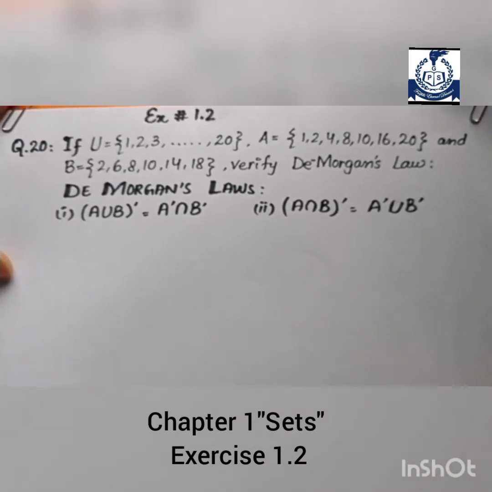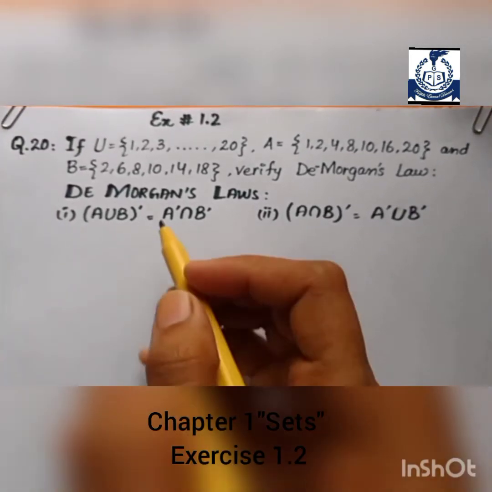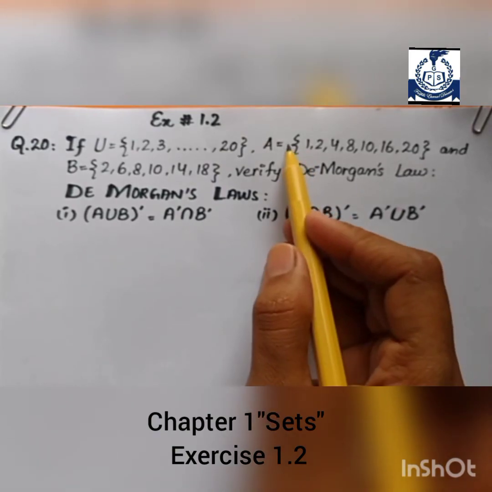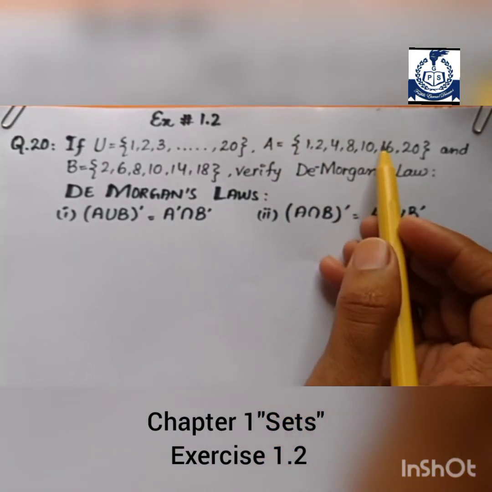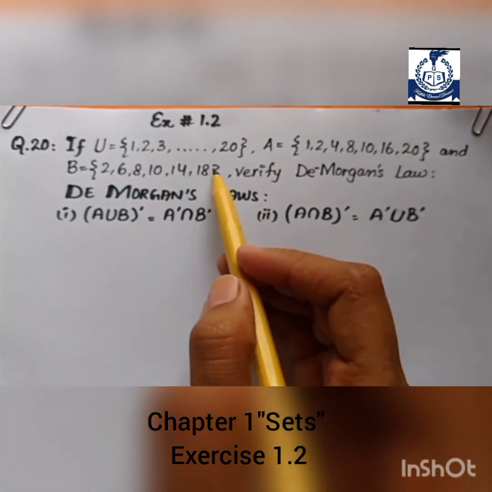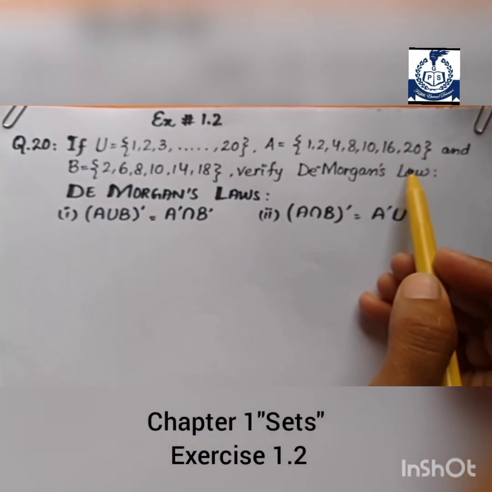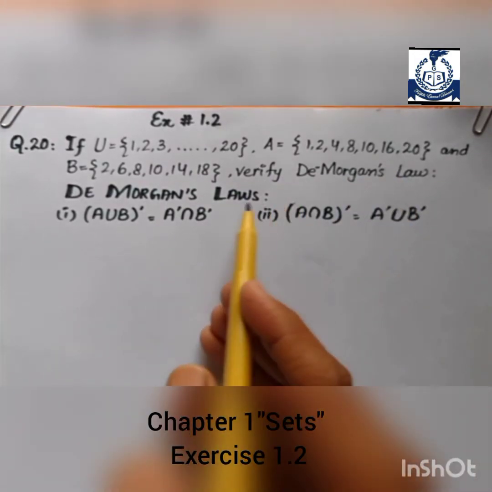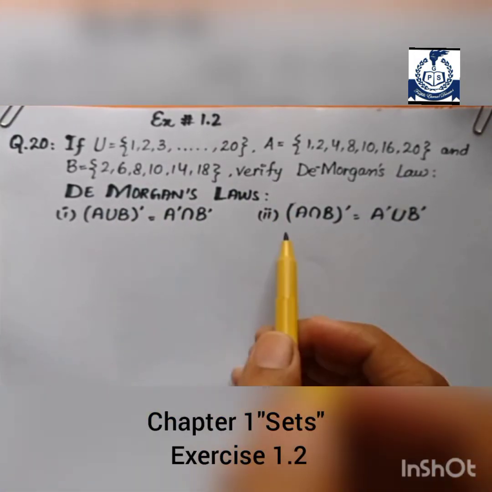Question number 20 is: if the universal set is equal to 1, 2, 3, 4 till 20, and A is equal to 1, 2, 4, 8, 10, 16, 20, and B is equal to 2, 6, 8, 10, 14, 18, verify De Morgan's law. So De Morgan's law, we have part A and part B.